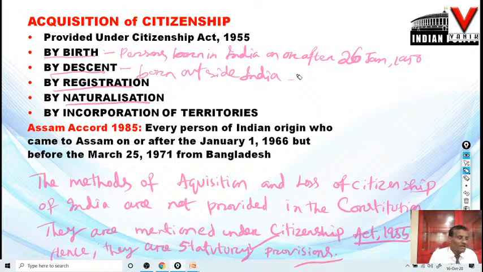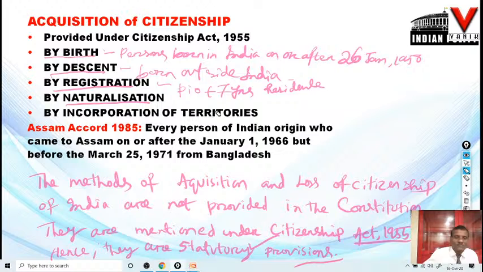And in registration, a person who is not Indian, that is a person of Indian origin with 7 years residence. Okay, PIO plus 7 years residence. That is a person married to Indians with 7 years residence. Okay, so that is called registration.